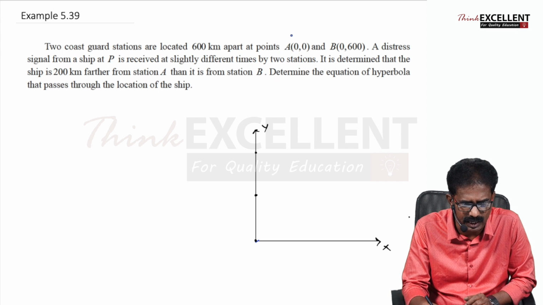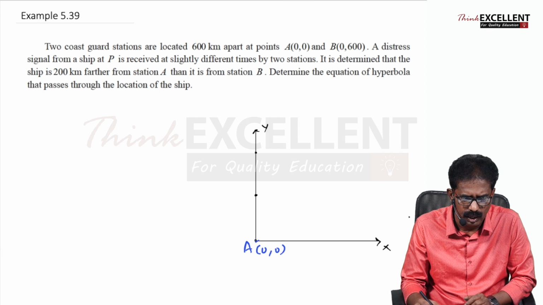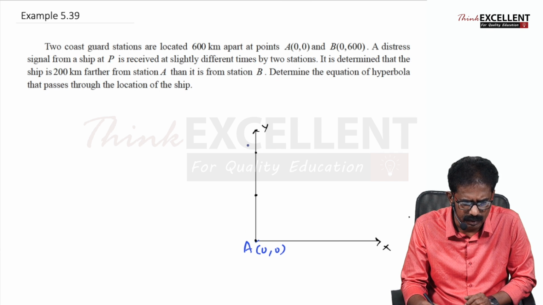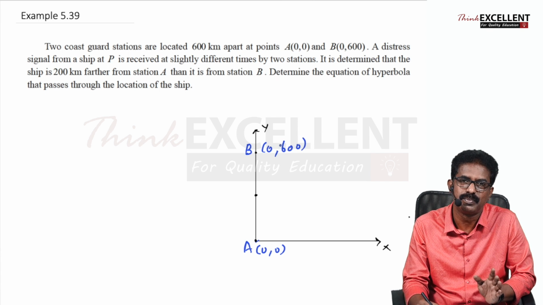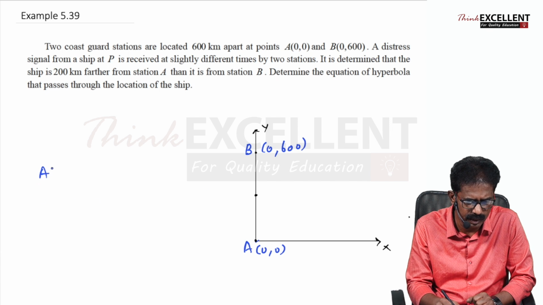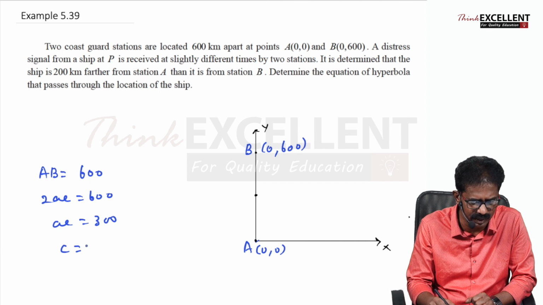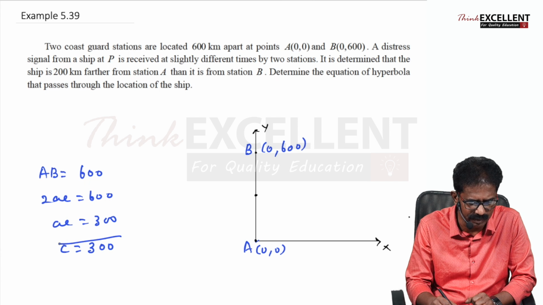They have given the position. A is (0, 0) and B is (0, 600). So these are the two foci. The distance AB is equal to what? 600, right? So that means 2c equals 600, so c is equal to 300. C equals 300, leave it.